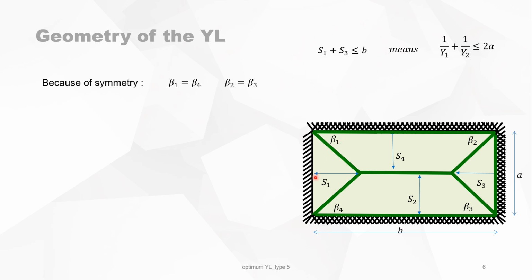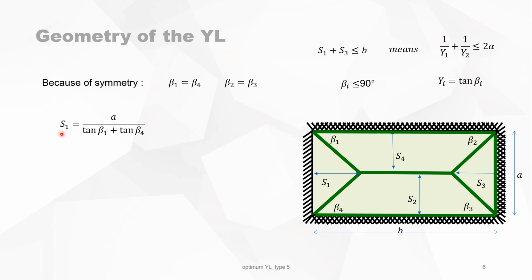The condition that S1 plus S3 must be smaller than B can then be translated by substituting S1 and S3 in the inequality that 1 over y1 plus 1 over y2 must be smaller than 2 alpha. y1 is the tangent of beta 1 and y2 is the tangent of beta 2. Of course, every angle beta must be smaller than 90 degrees.